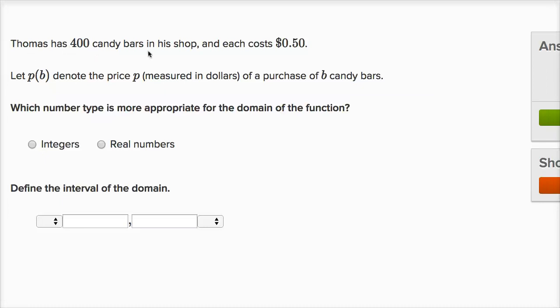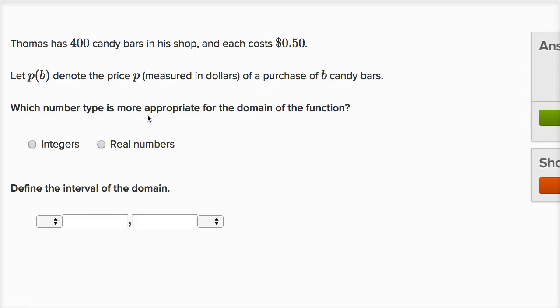Thomas has 400 candy bars in his shop, and each costs 50 cents. Let P of B denote the price P, measured in dollars, of a purchase of B candy bars. I input B, the number of candy bars I want to buy, and P of B will tell me the purchase price. It's just going to take the number of candy bars and multiply by 50 cents, but we don't have to worry about that just yet.